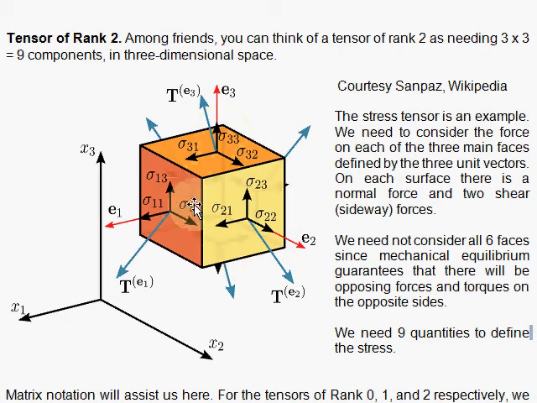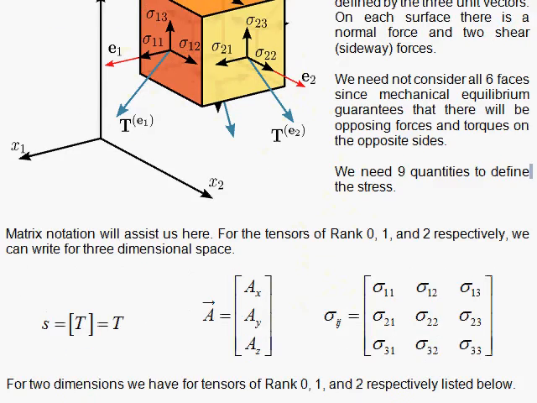So you have 9 things going on, and the other faces would have similar things, but because of the equilibrium equations, the torque and the translational equilibrium equation, you wouldn't need any more parameters. You basically are covered with these 9 components, which are represented in this little matrix here.